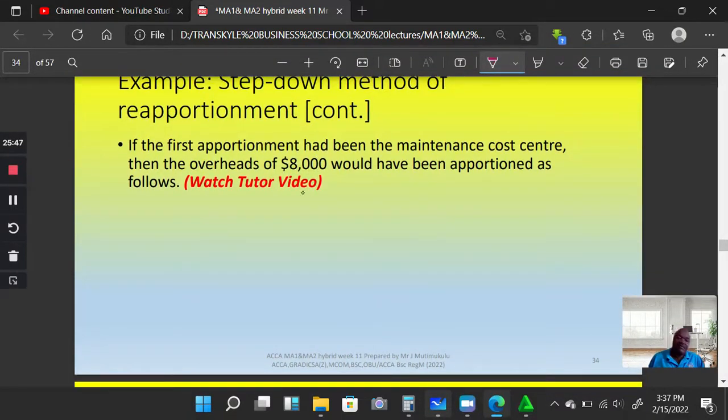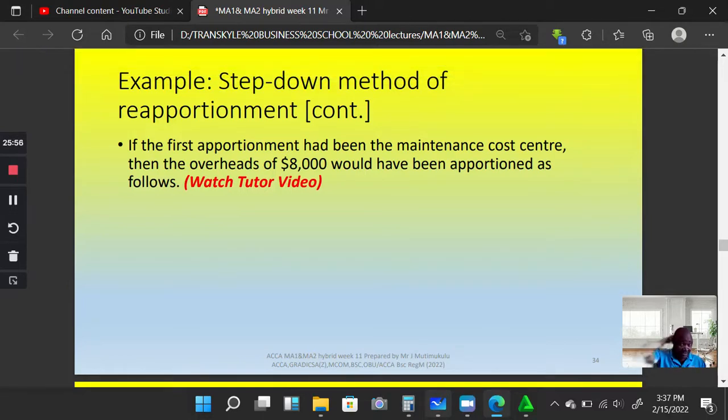If the first apportionment had been the maintenance cost center, then the overheads of 8,000 would have been apportioned as follows. So we do the same thing, we mustn't be intimidated, we just have to do the same thing. But what's important is you just have to replay this video until you understand it better. Everyone must pass. All right, so this is what is going to happen. We just have to draw the same table again.